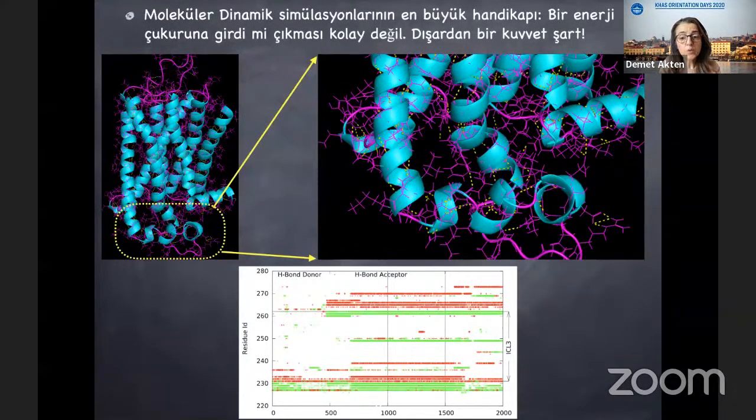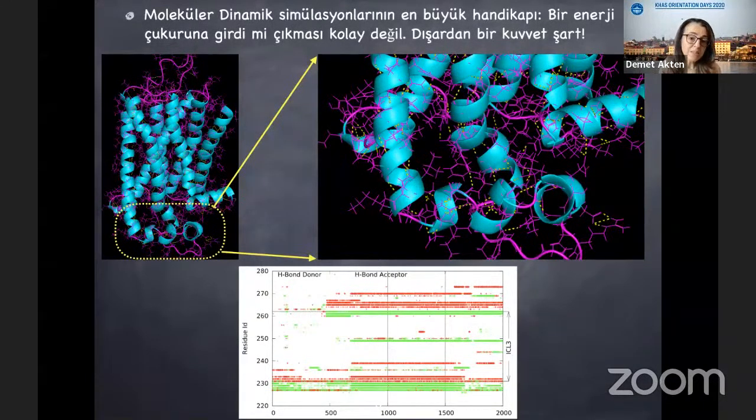Why? Because you have to break too many bonds, and the system cannot find enough energy to break these bonds and go to its original state. So one of the handicaps is that when your protein finds itself in a very low energy state, it simply cannot escape. The only way to escape is to apply external forces. During MD simulation, you can interfere. You can implement certain forces acting on certain atoms that you decide, and then simply pull the system to its original state.